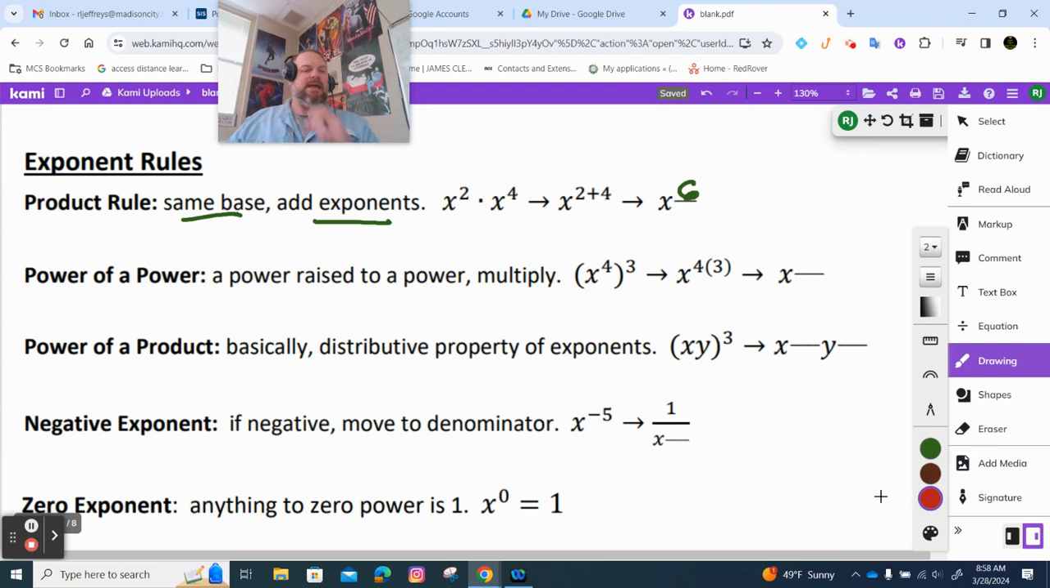Okay. A power to a power. This is like what we had in our warm up, where we had that power to a power underneath that radical. Well, power to a power, we multiply. So this is x to the fourth, and then all this to the third power. So what's 4 times 3? 12. Okay, good.